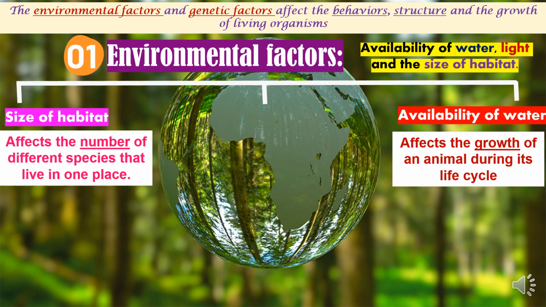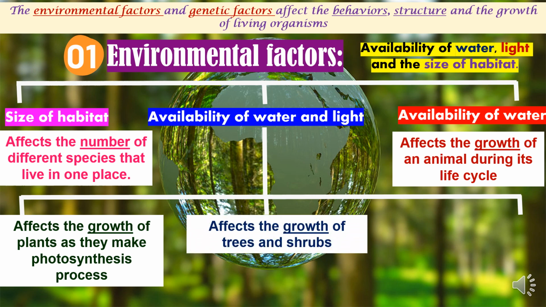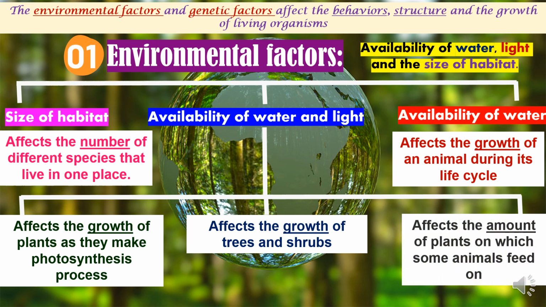its life cycle. Number three, availability of water and light together, and the living organisms that depend on water and light together are plants. So, availability of water and light affects the growth of plants as they carry out the photosynthesis process. It affects the growth of trees and shrubs. It affects the amount of plants on which some animals feed.